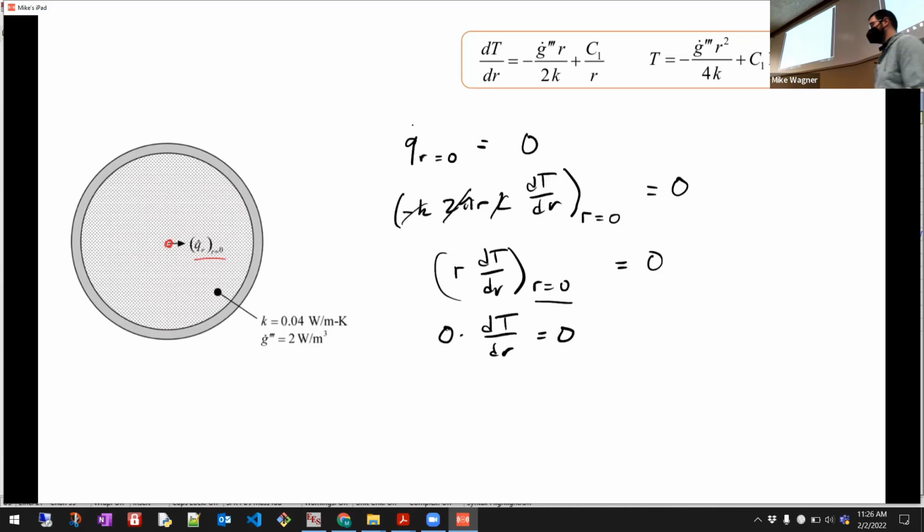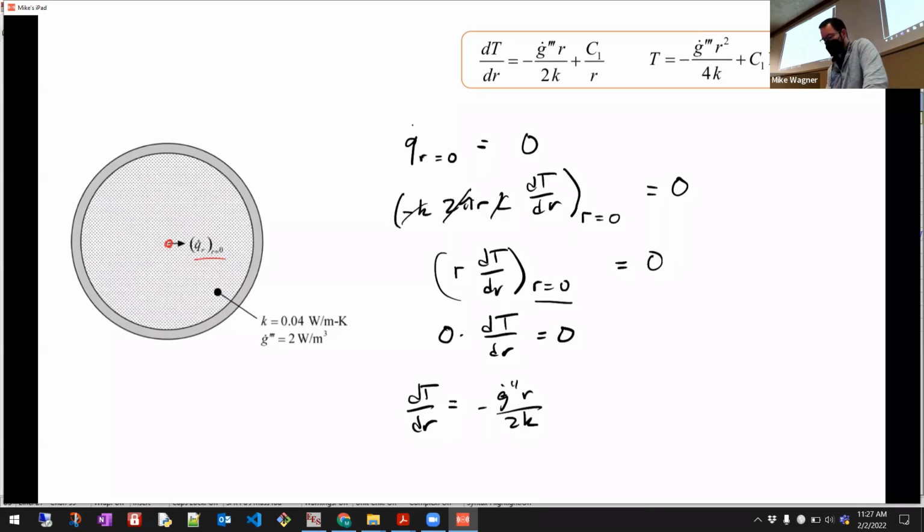If we said dT/dr is infinity, in which case it's basically undefined, then we have a nonsense equation, and it can't be useful. So the only requirement for this boundary condition is that dT/dr is finite, that it's not infinite. So how do we actually use that? Well, let's plug in our expression for temperature that we just derived up here and see where that goes. If we evaluate dT/dr, the derivative of that equation up there, that's going to be equal to minus g dot triple prime times r over 2k. That was one of the intermediate steps.